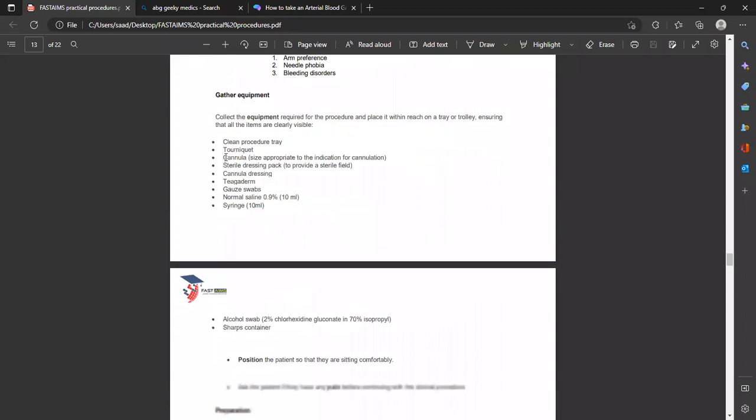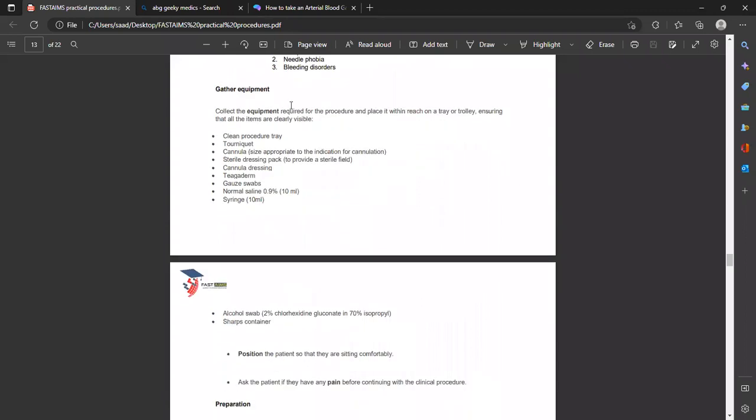Okay, so now gather equipment. Your equipment in this would be the procedure tray, tourniquet, cannula.